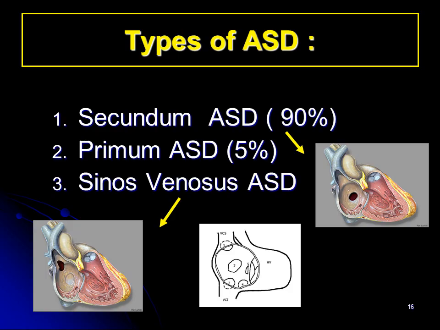The secundum ASD represents 90% of atrial septal defects, with a hole located in the region of the foramen ovale. The second, primum ASD, represents 10% of atrial septal defects, where the defect is found low-lying, located near the atrioventricular valve. These are associated with structural abnormalities of the mitral valve. The third is the sinus venosus type of ASD, which is a rare type of ASD, and the defect is high in the region of the entrance of the superior vena cava.